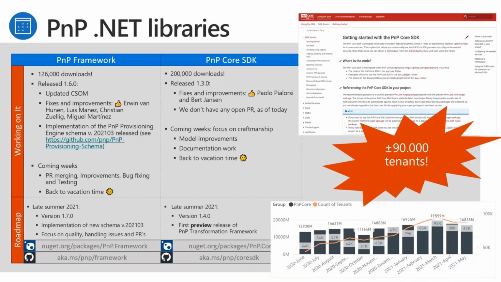Talking about the PnP Core SDK, we are really happy because we crossed 200,000 downloads, which is a huge achievement considering that the library is quite new, and we also released version 1.3.0. Again, we managed some fixes and some improvements, and we have been working in the last few months on a new project called PnP Transformation Framework, which will come out hopefully early September in preview. So be prepared and ready to play with it, to give us your feedback and to contribute to it if you like, because it will be a powerful framework to transform content from external systems to the modern UI of SharePoint Online. And that's it about the PnP libraries.